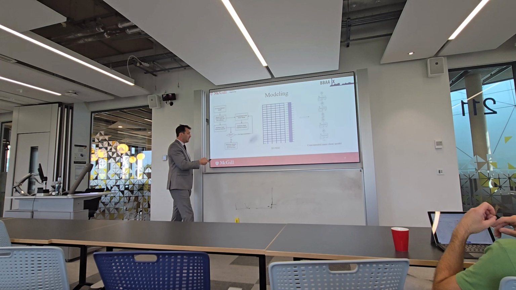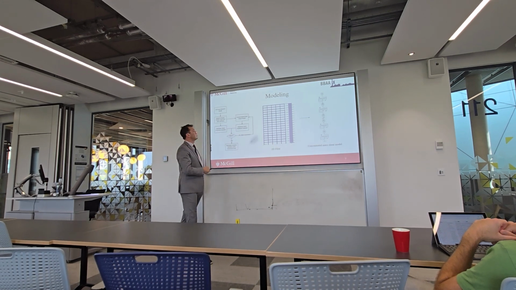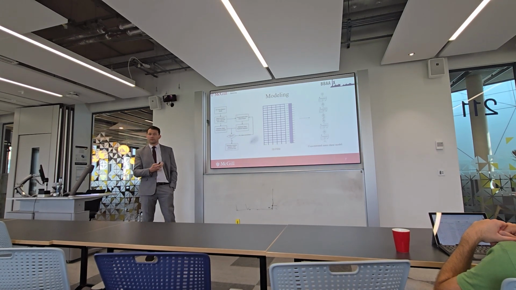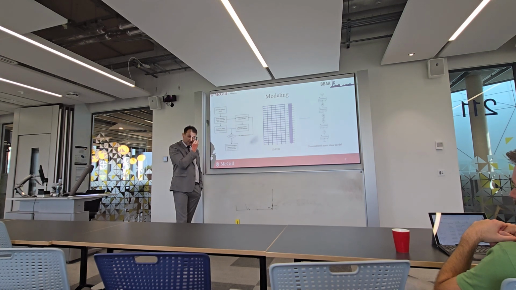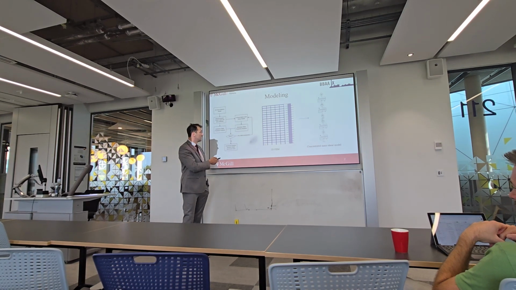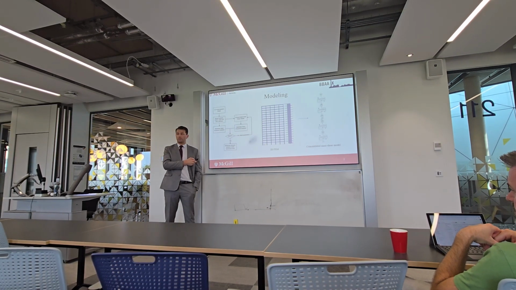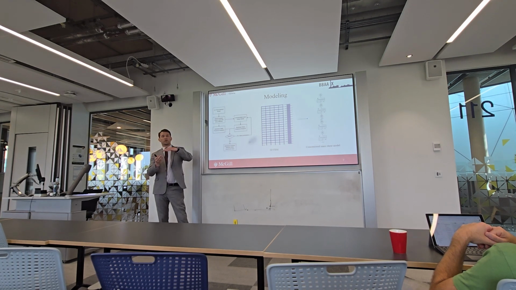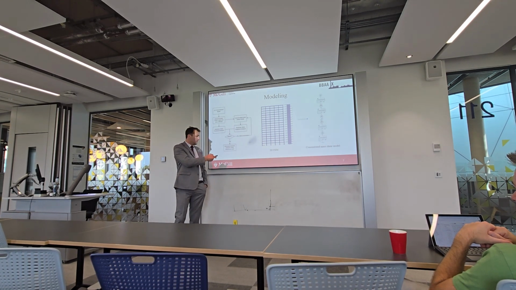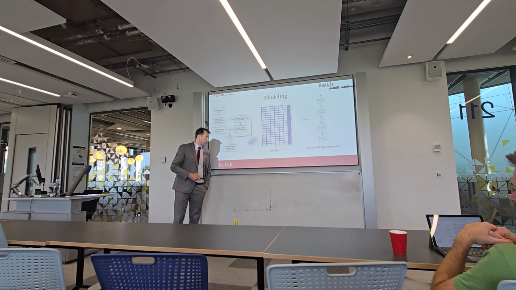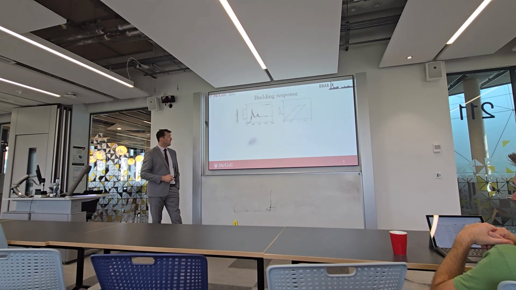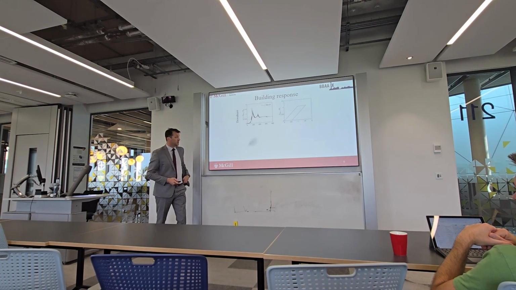This building was designed by Professor Bezer's student to be in Toronto, to sustain a gust of return period of 50 years. It's an 18-story building, 62 meters high, with a difference of 3-point-something meters between stories, okay? And here are some of the results, building responses.